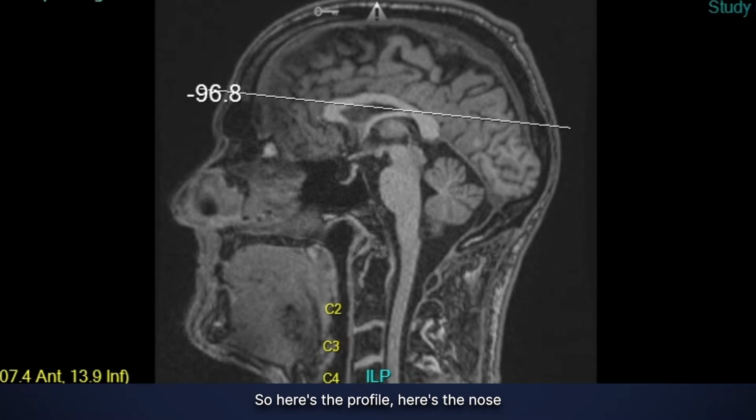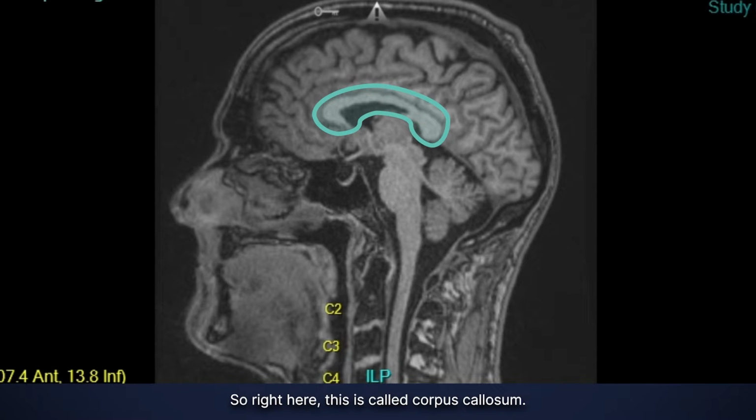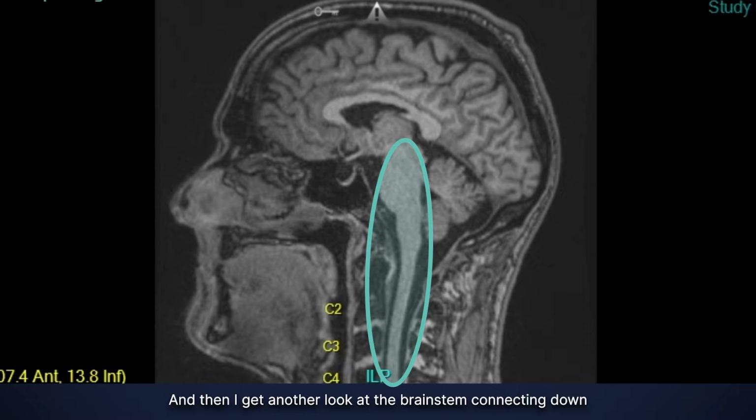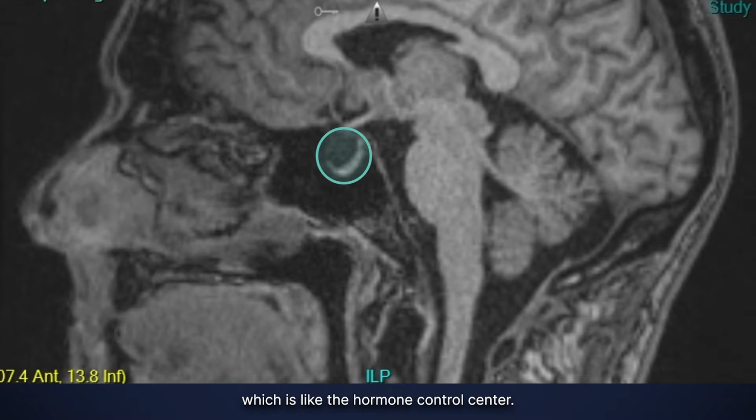The next thing we do is we go and look at the brain from the side. So here's the profile, here's the nose, and here's the back of the head. Now, the nice thing about this sequence is that I can look at all the midline structures. So right here, this is called corpus callosum, and this connects the two hemispheres together and also looks normal. And then I get another look at the brainstem connecting down to the cervical spinal cord. This also looks normal. And then I can also see the pituitary gland, which is like the hormone control center.